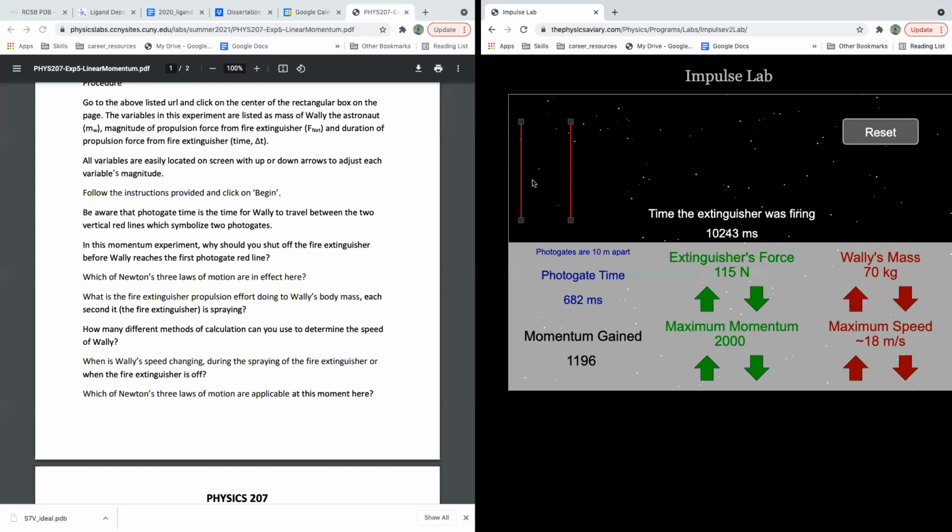So we want to keep this distance when Wally passes the photo gate line, so there's no acceleration anymore. So he just passes these two photo gates at a constant speed.